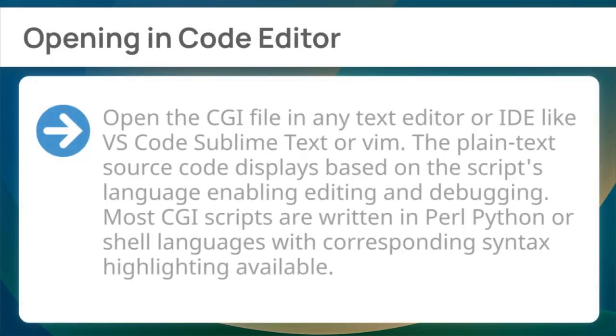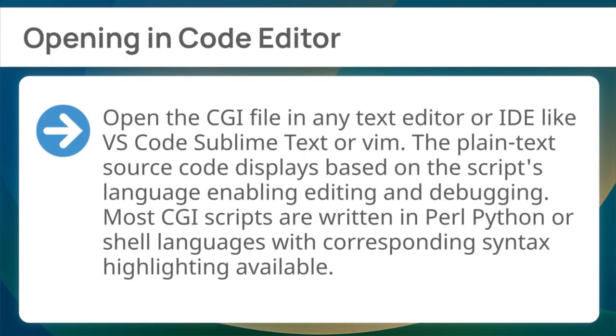First, opening in code editor. Open the CGI file in any text editor or IDE like VS Code, Sublime Text, or Vim. The plain text source code displays based on the script's language, enabling editing and debugging. Most CGI scripts are written in Perl, Python, or shell languages with corresponding syntax highlighting available.